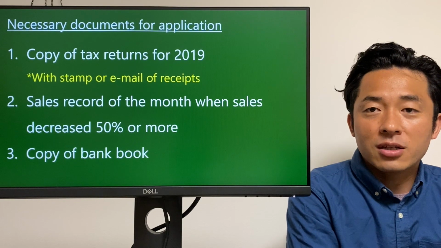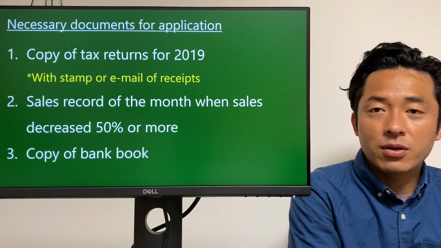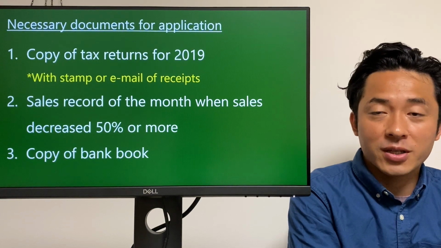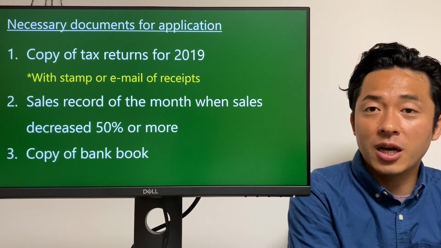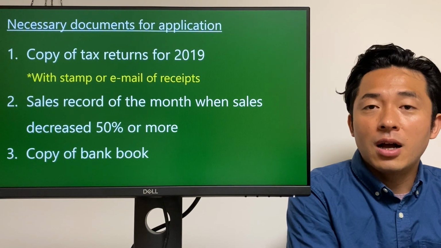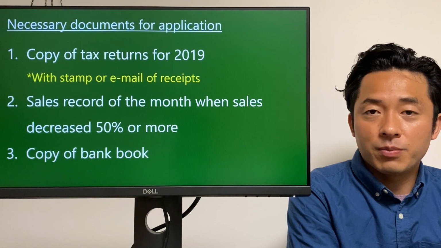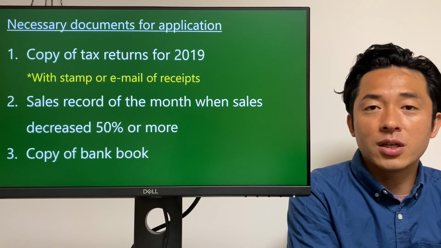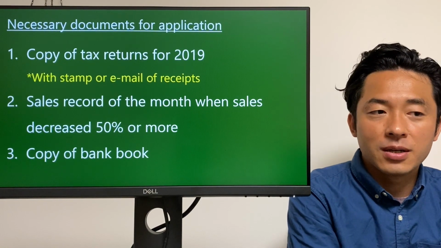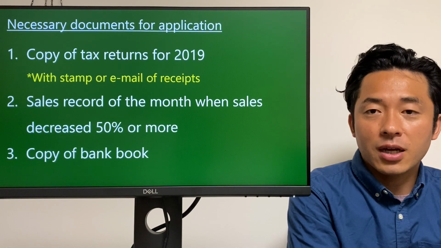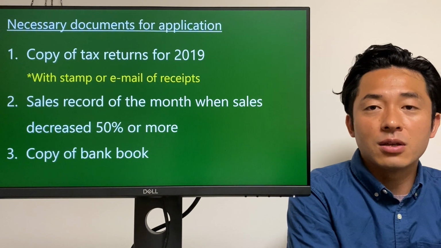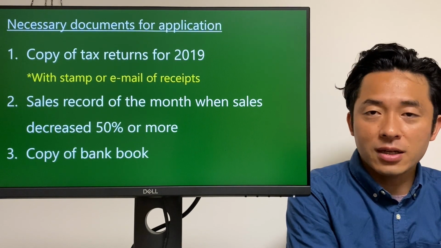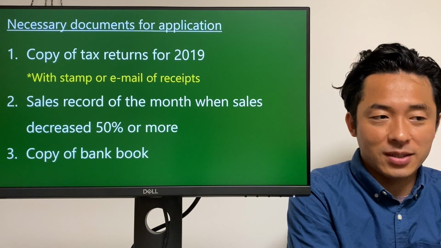Next, I will explain what the necessary documents for the application are. Of course, the first one is a copy of your tax return. If you submit it by paper, you will have the receipt stamp from the tax office. So you need the tax return with the stamp. If you file the tax return electronically, you have the email of the receipt from the tax office. So you need this document.